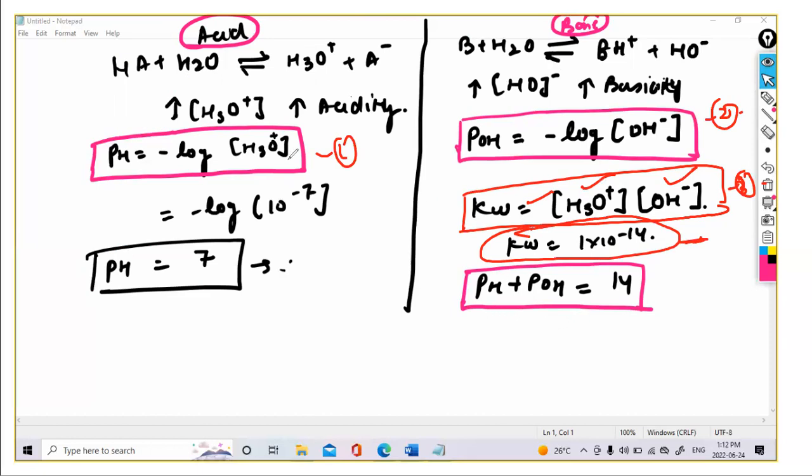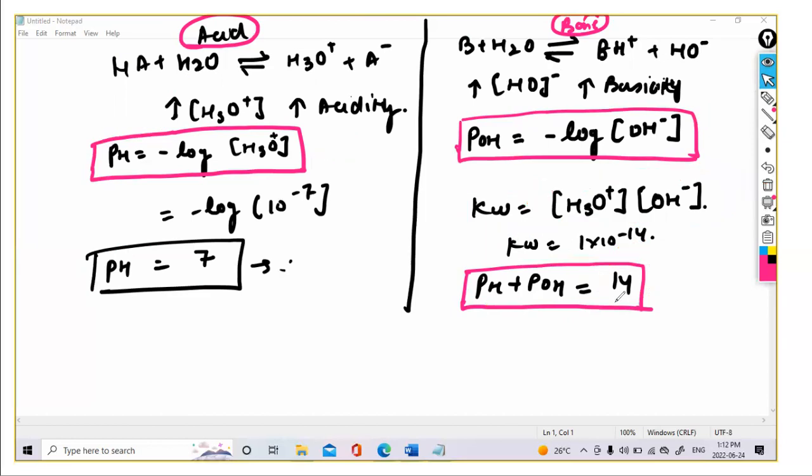And the fourth formula, if you go ahead and add pH plus pOH, then it will give you 14. The derivation of this formula is very simple. You can just take log on both sides. Then this number will come out to be 14. So pH plus pOH will be equal to 14. Now these are the four formulas here.